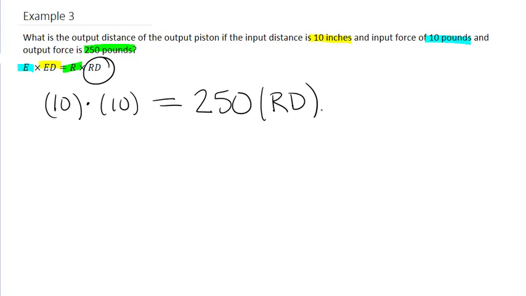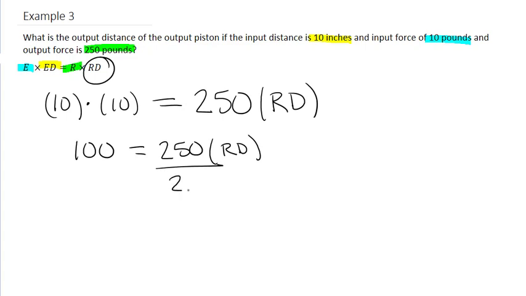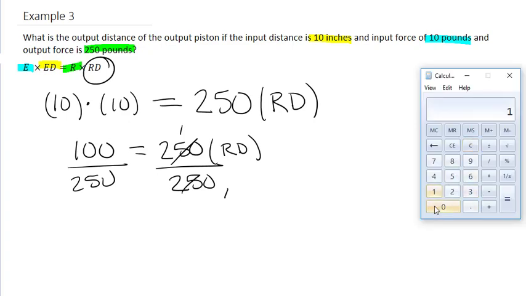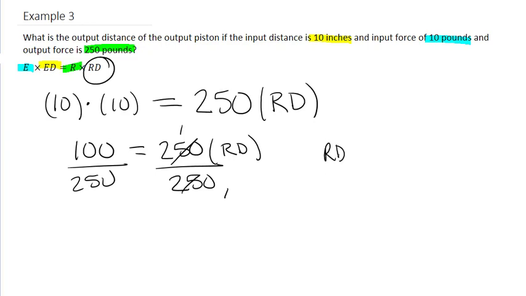Like before, we're going to take care of the left-hand side first, so we get 100. Then on the right, we have 250 RD. What we need to do is divide by 250 on both sides. This just becomes 1, and now we have 100 over 250. Let's get our calculators out. 100 divided by 250 gives us 0.4. So our output distance is 0.4 inches.